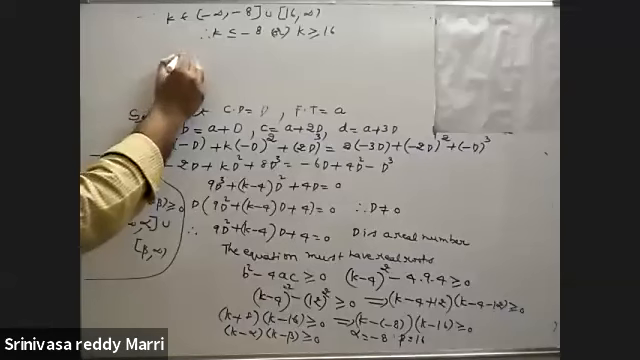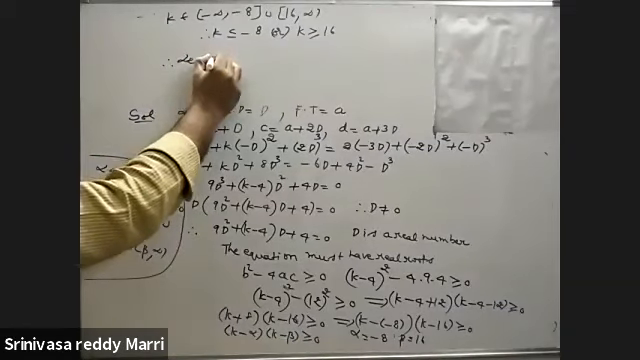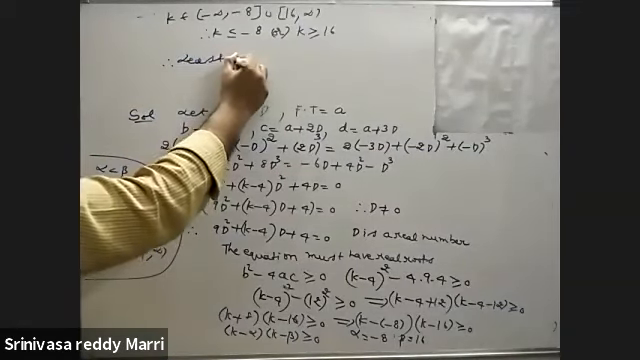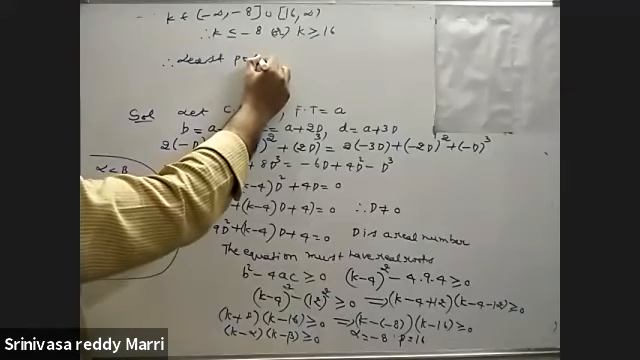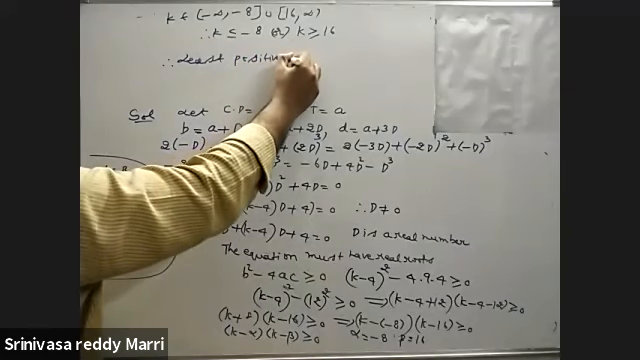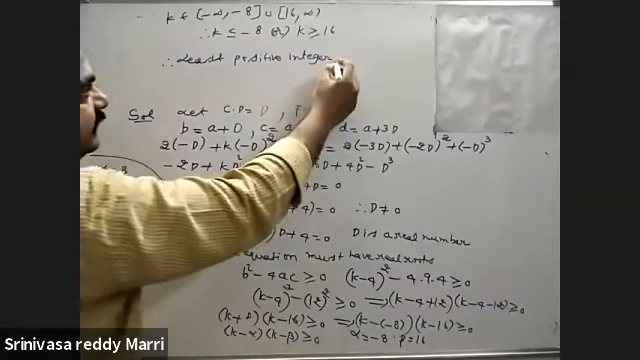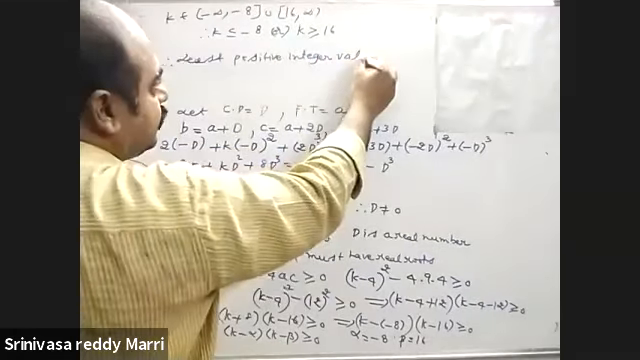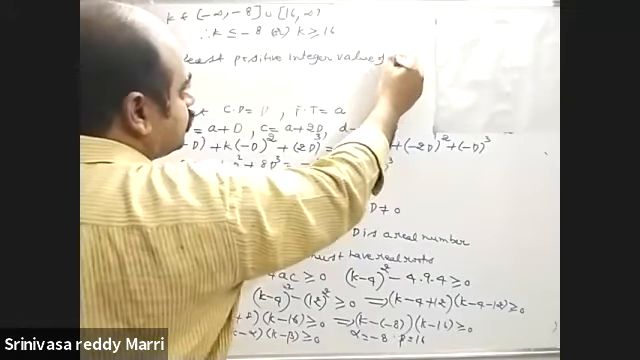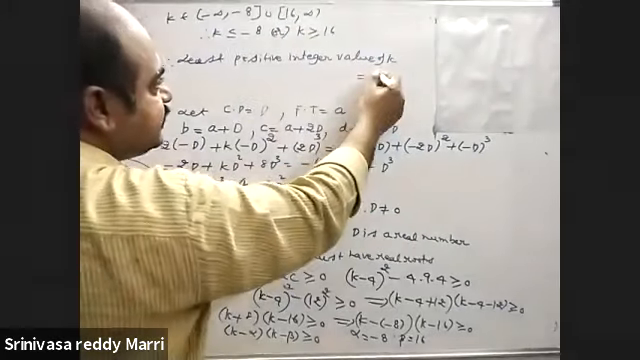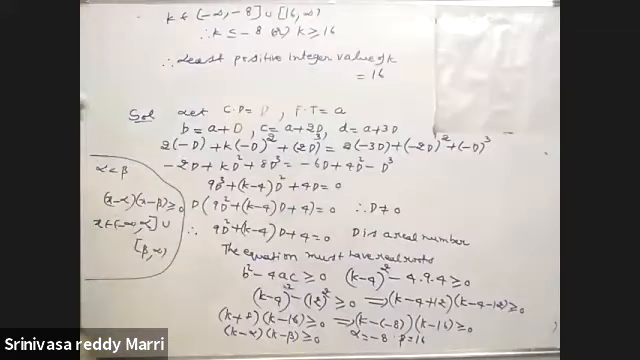What is the least value of k? In the question he is asking the least positive integer value of k. So in this, the least value is what? 16. That is the answer.